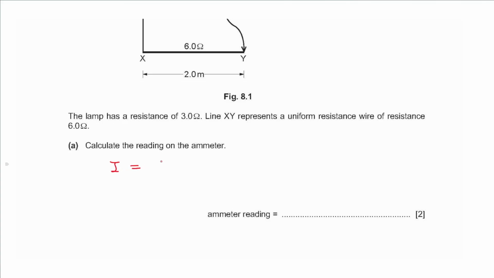I is equal to V over R, and the total voltage was 12 volts. The total resistance of all these in series is 6 plus 3 plus 2. So we get an answer of 1.0909 recurring. So we can approximate that to 1.1 amperes.